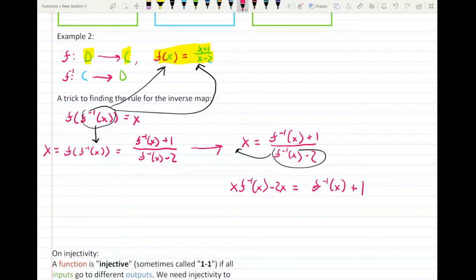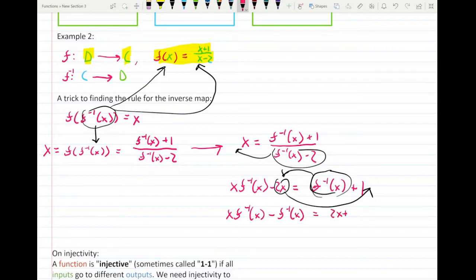And then we simply isolate all instances of f inverse. So we can move this to this side and move this over to here. And that gives us x f inverse of x minus f inverse of x is equal to 2x plus 1. And then we can simply factor out first and get x minus 1 times f inverse of x equals 2x plus 1.